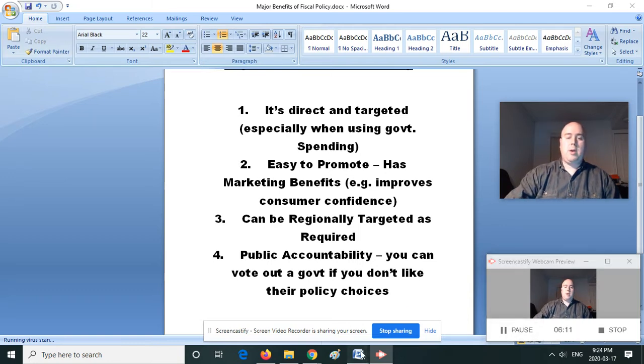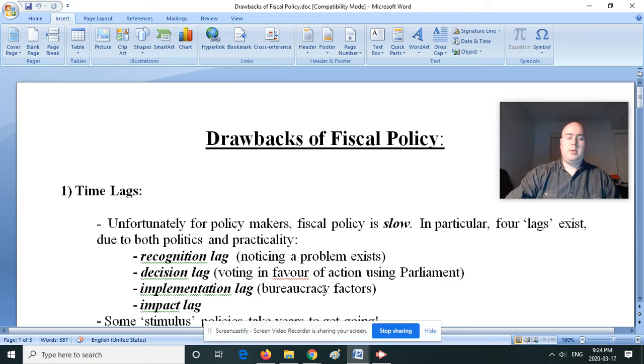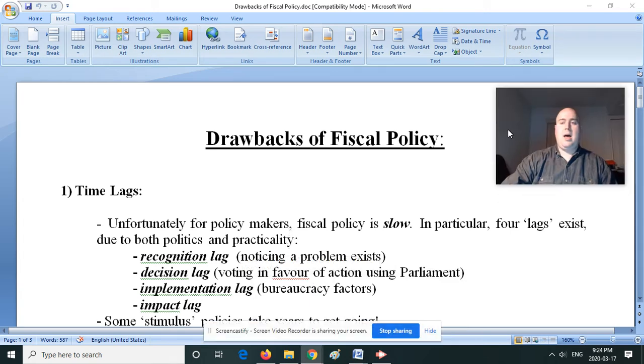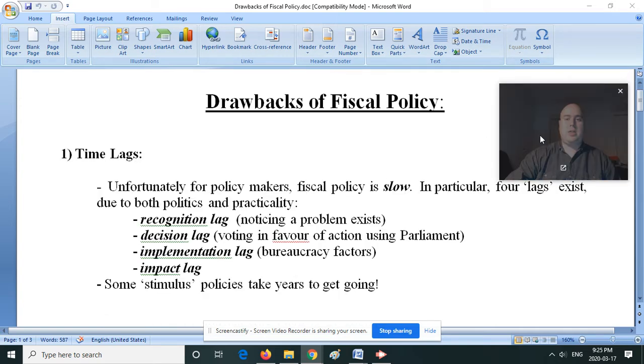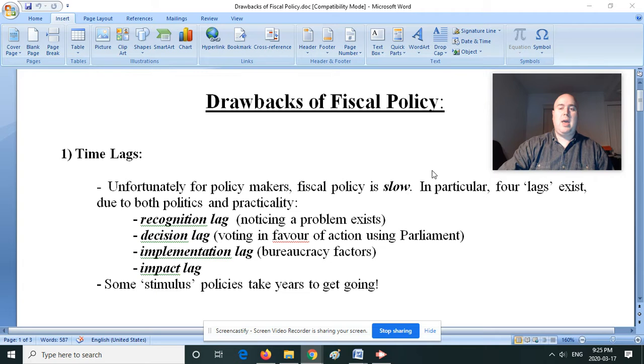Now, the second part of the note is a little bit more detailed, but it talks about some of the drawbacks to fiscal policy. And we're going to go through a few of these and discuss them one by one. One of the drawbacks, and it certainly is a significant drawback, probably the biggest one of fiscal policy, especially when you compare it to monetary policy, and you'll see that in a couple of weeks. Monetary policy is very fast. It takes very little time to do things like changing interest rates. But fiscal policy is the opposite.